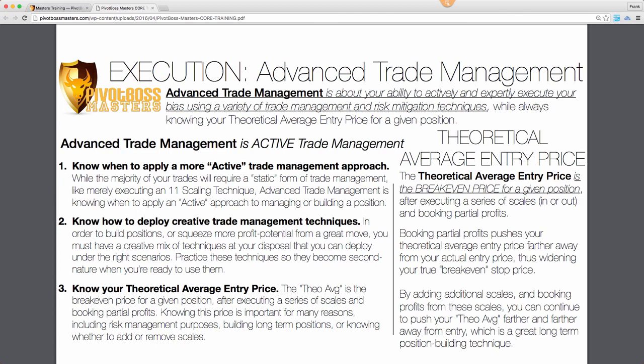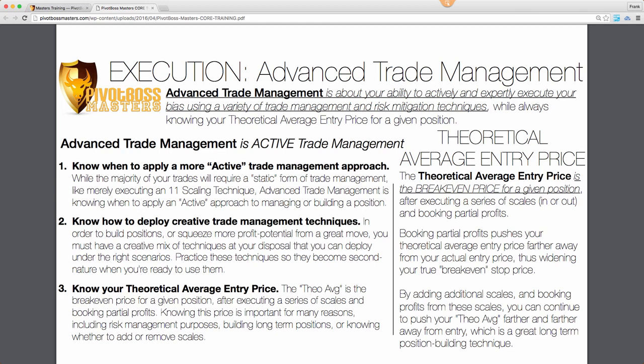So all these various techniques, as I mentioned, fall under that advanced trade management umbrella, and we'll be talking more about those. But again, number one is knowing when to apply this active trade management approach, which I think is very important, because I would say 90 to 95% of your trades should still be a static form of trade management, where it's just mechanically going through that trade management that we talk about all the time.